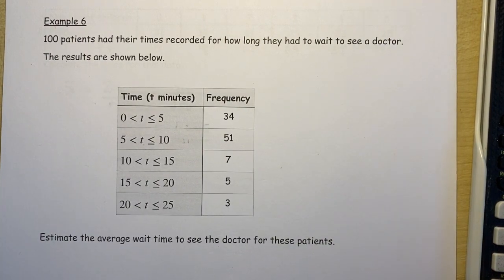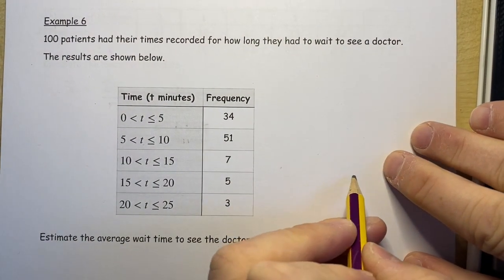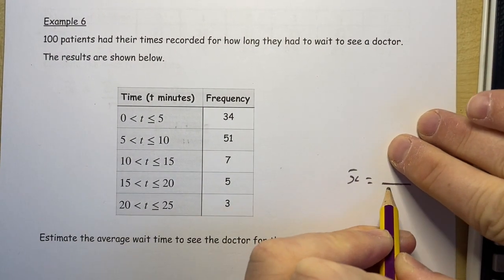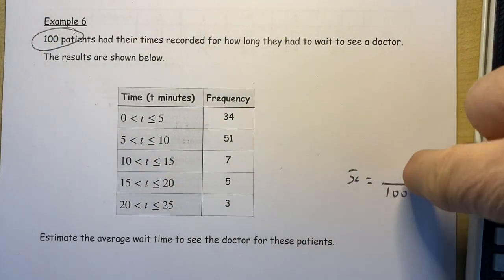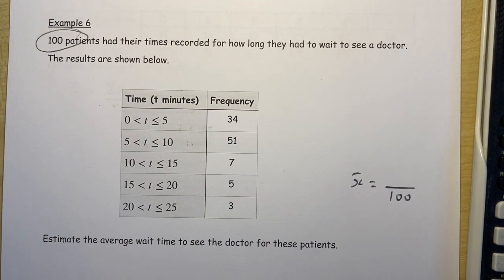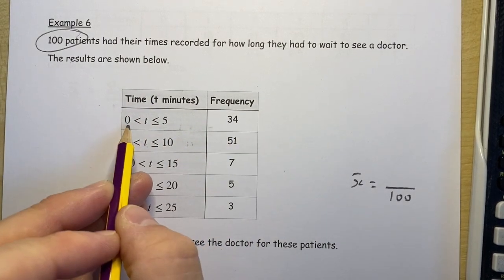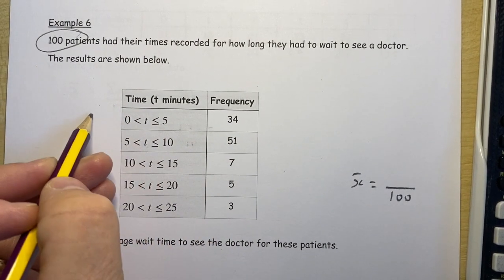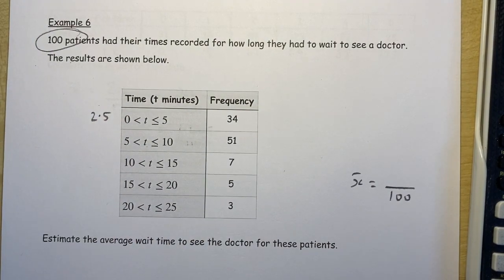So just to repeat the last method, here we've got 100 patients, so straight away in calculating the mean, I know that it's a divide by 100 because I'm told in the question there's 100. What I don't have is the total, but I'm going to find it the same way that I found the last calculation of the mean. I'm going to guess that whilst there's 34 patients who waited between 0 and 5 minutes, they on average waited 2.5 minutes.